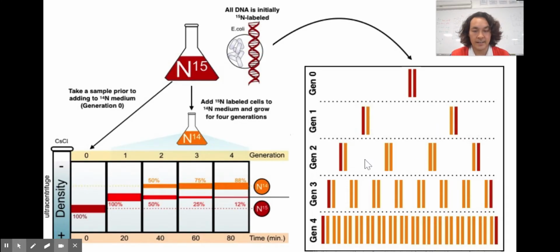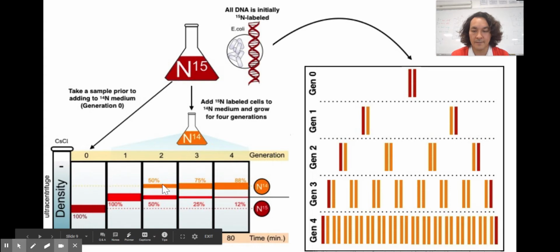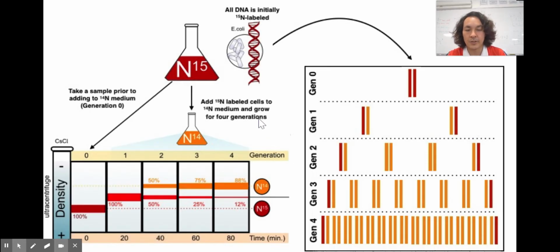And so here you can see after generation 2, you're going to start to have a band that's at N14 level and a band that's at N15 level. And you should have 50% of them at N14 and 50% of them at 14.5, excuse me. Generation 3, you'll see 75% at N14 and 25% at N15, and so on. What a beautiful experiment to show that DNA replication is semi-conservative.